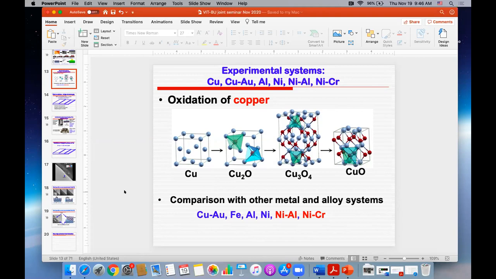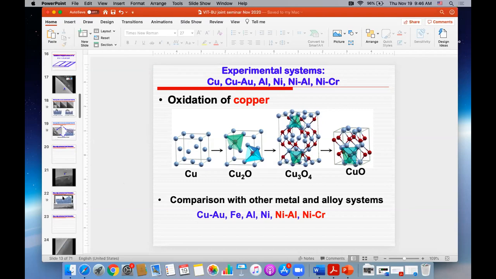So when you reduce the copper oxide to copper, do you see the crystal structure of the copper changing at all? You said that there is reconstruction of copper happening when oxides are forming, right? So when you reduce, would it stay the same or would it change? Okay.